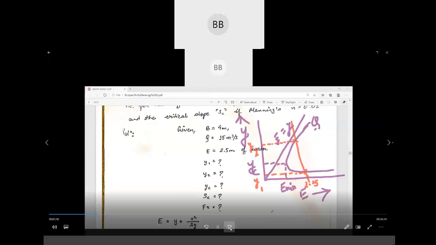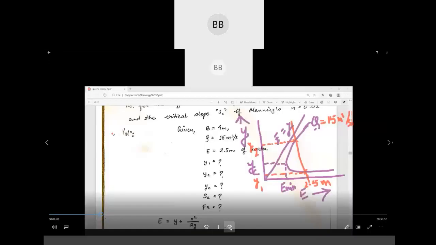So we need to determine these two alternate depths, y1 and y2. So what is given? The discharge is given, 15 meter cube per second, and our specific energy is given 2.5 meter of water. For this particular specific energy, we need to find out the alternate depth. What are the two depths for which your specific energy is the same? Then they have said that the channel is a rectangular channel. Width of the channel is given, that is 4 meter.